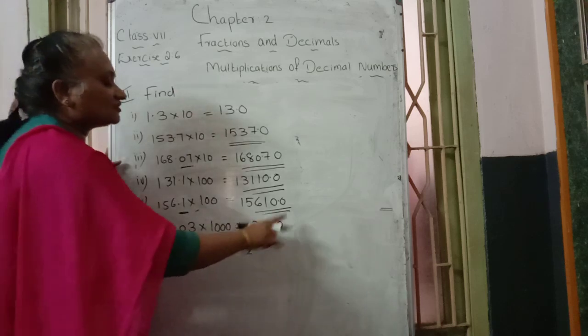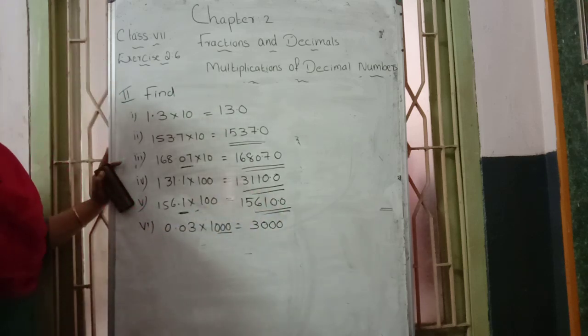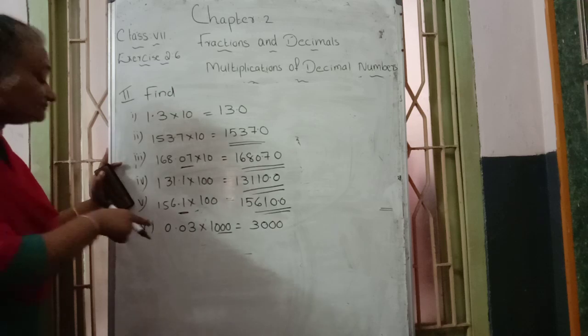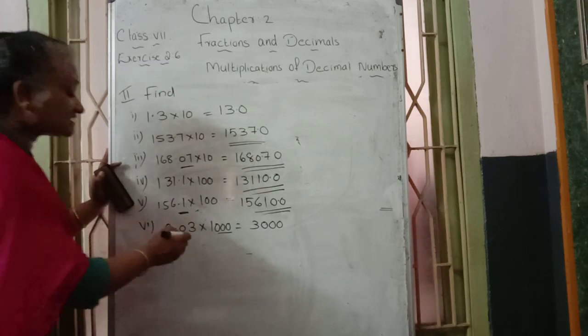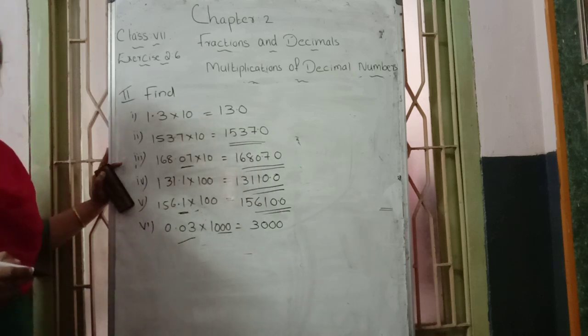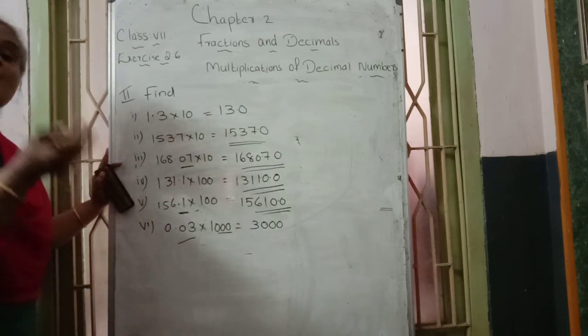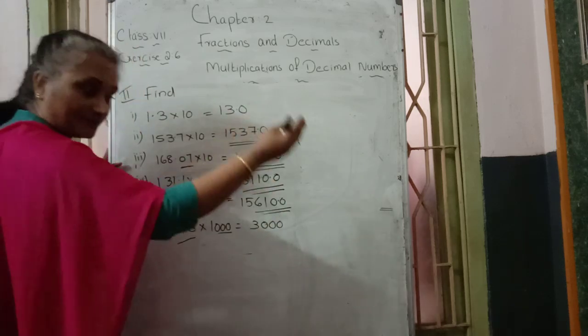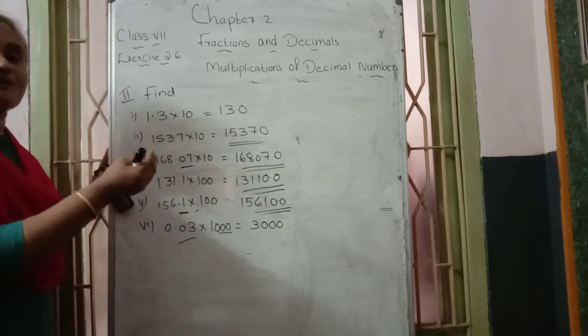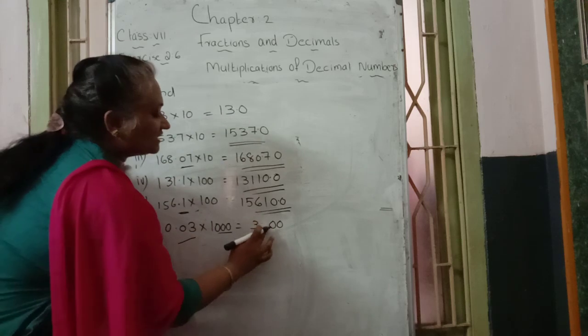Then writing those 3 zeros, now we have 3000. But our question is a decimal question. In a decimal case, we want to keep the decimal point in the answer place. How to put the decimal point? Here the decimal point is in the multiplicand place. That's why, looking at the multiplicand place, after the decimal point 2 digits are there. So we look at our answer place from right to left, count 2 places and put a decimal point.